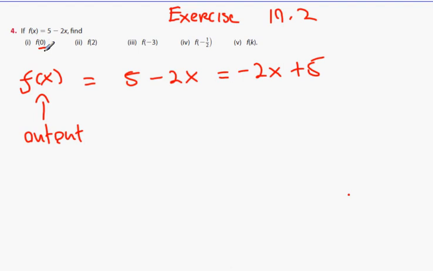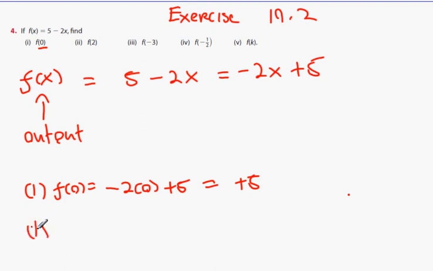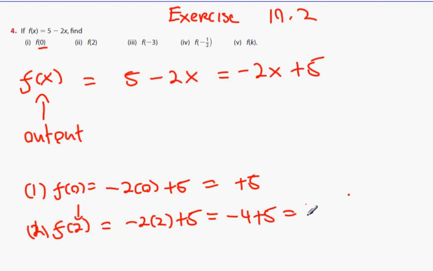Now, what does part 1 mean? Part 1 means your input is 0. -2 times 0 plus 5, anybody? Plus 5. First answer. Next one, what's the input when it's 2? F of 2. This means do the function when your input is the number 2. -2 times 2 plus 5. Anybody? -4 plus 5 is plus 1.